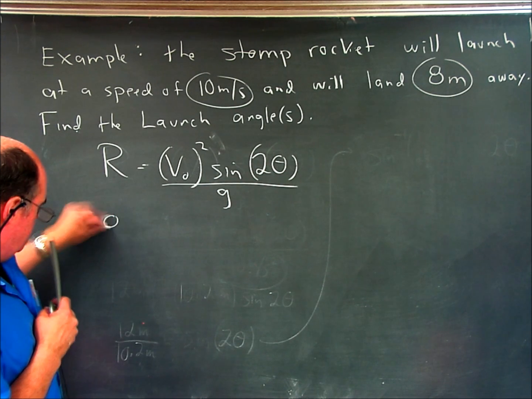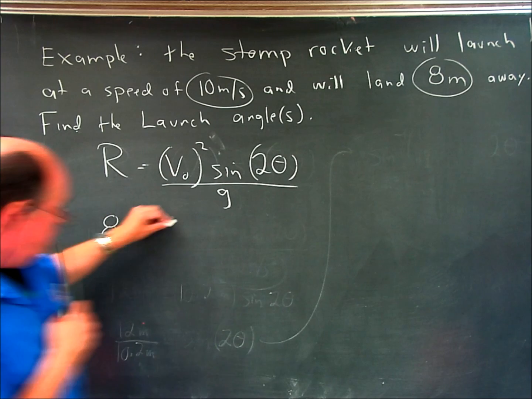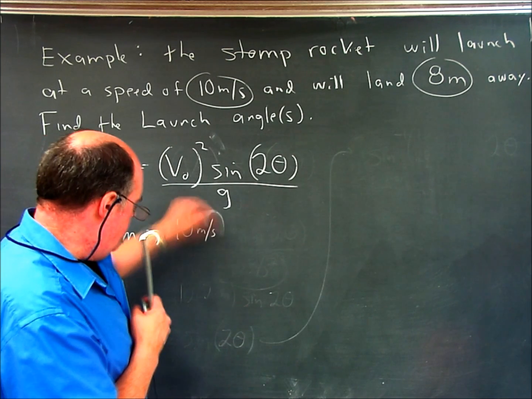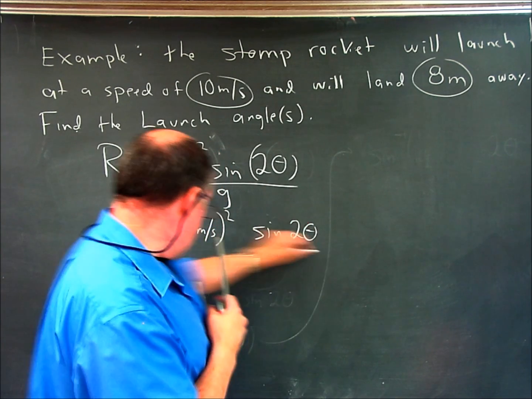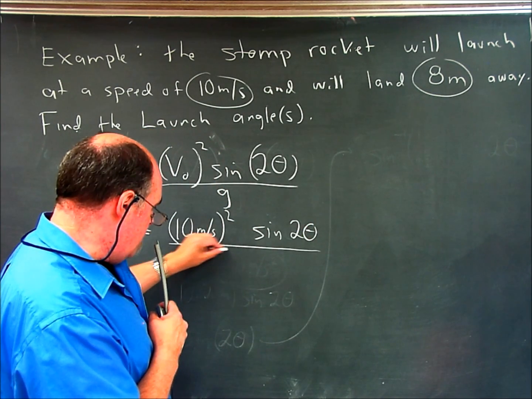The range is 8 meters away. The initial velocity is 10 meters per second. We have to square that. It's times the sine of 2 times the angle. And we're going to divide that whole thing by the magnitude of gravity, which is 9.8.